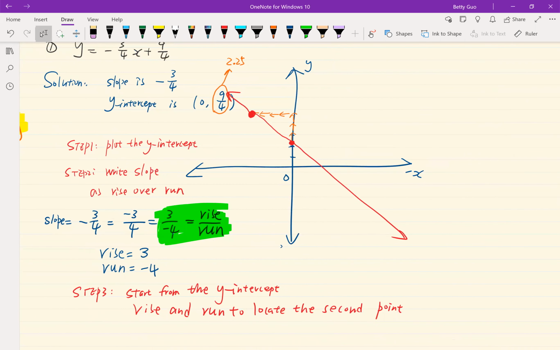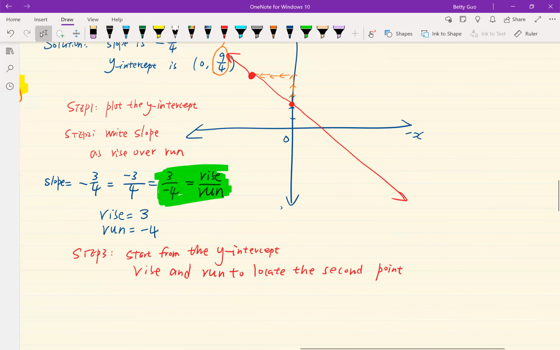How do we graph a straight line? By using slope and Y-intercept. We have 3 steps, right? Step 1, plot the Y-intercept. Step 2, write a slope as rise over run. Identify rise and run. Step 3, start from Y-intercept and rise and run to locate the second point.